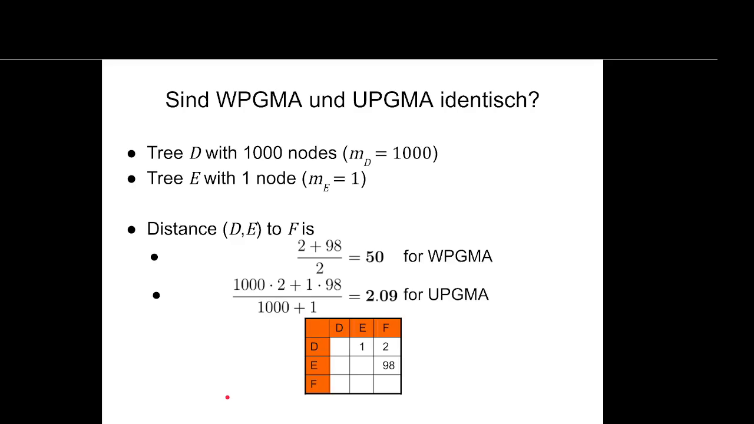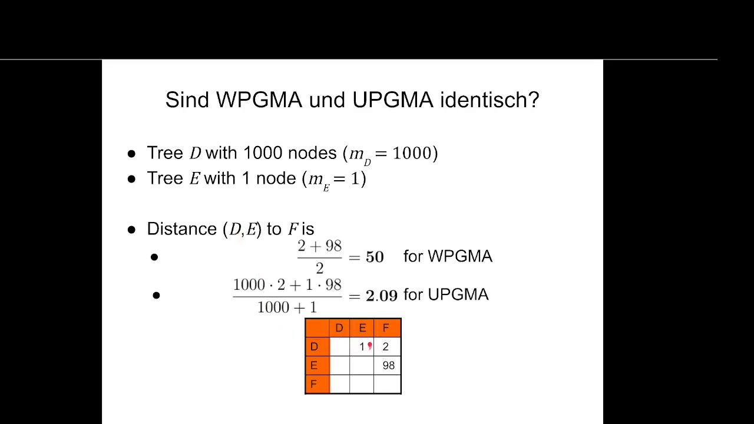And let's just exercise this quickly, so that we see this really makes a difference. Let's have the tree D with 1,000 nodes, and that means M_D is 1,000, and E just has one node in it, so M_E is 1, so we make it pretty extreme. And let's say that the distance of D to E is 1, D to F is 2, E to F is 98. So it's, of course, a constructed example. We create really a huge difference here in the distances. And now we group together D and E because they had the shortest distance.